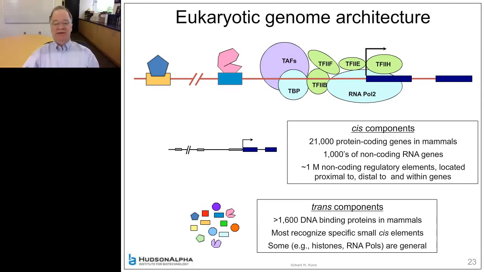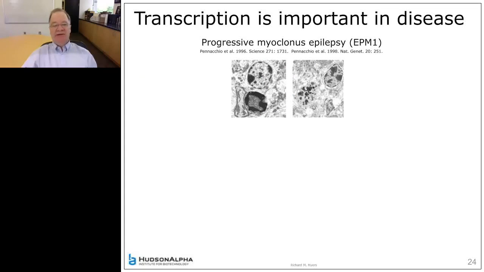The proteins are the trans-acting components. We know that there are at least 1,600, probably more, genes that code for proteins that bind to DNA. Most of those are probably involved in transcription, obviously others involved in DNA replication and recombination and repair and other processes. Most of these recognize little cis-acting elements, maybe 6 base pairs, 8 base pairs, so tiny little segments that these sequence-specific DNA binding proteins bind to. And then some of those, of course, histones and the various versions of histones, RNA polymerases, others, are general. They bind to lots of places, not necessarily in a sequence-specific manner.